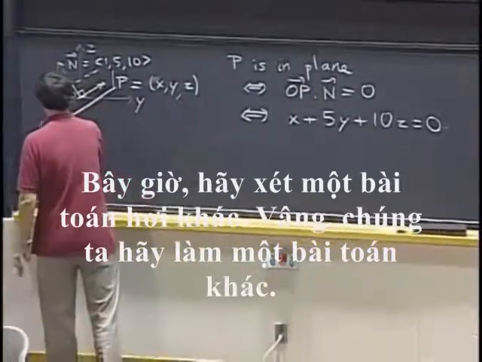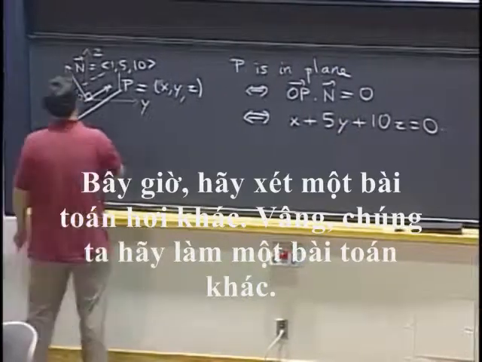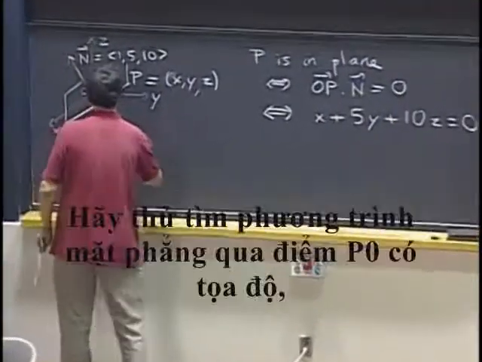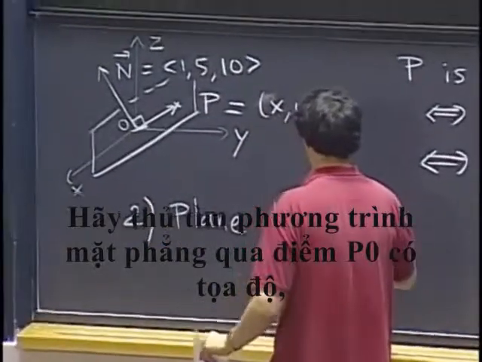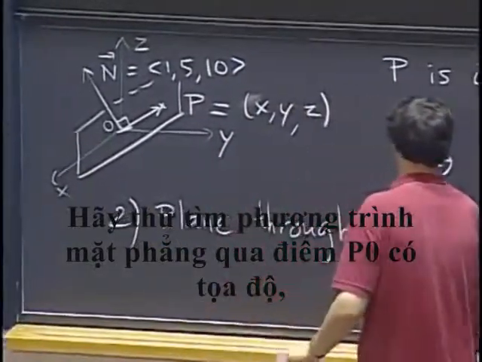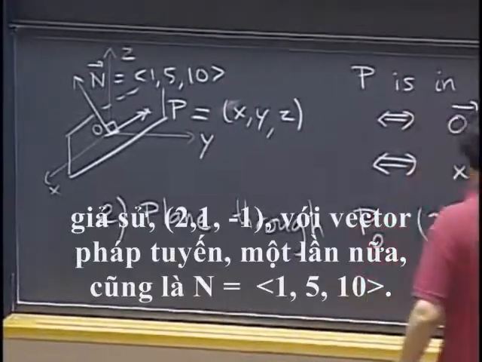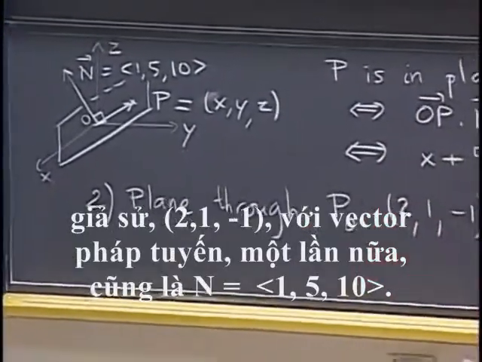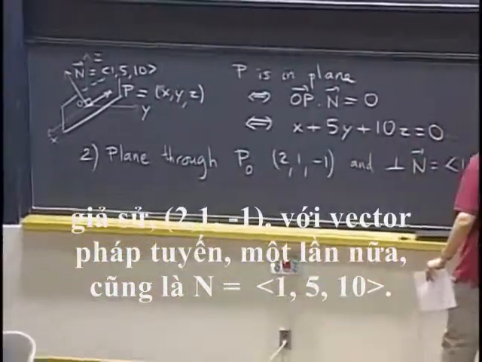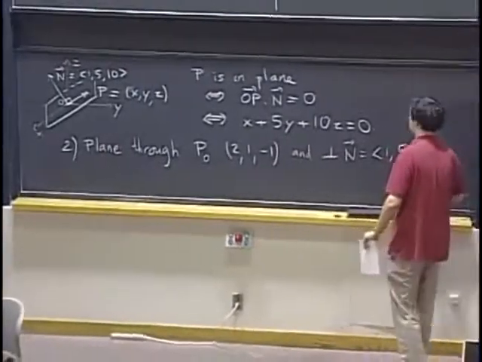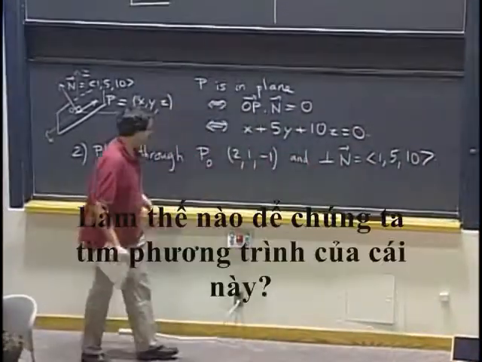Now, let's think about a slightly different problem. Let's try to find the equation of a plane through a point P0 with coordinates, say, 2, 1, minus 1, and with normal vector, again, the same one, 1, 5, 10. So how do we find an equation of this?